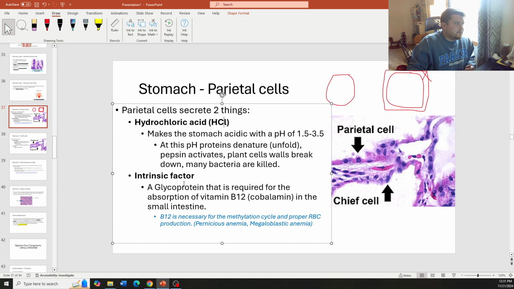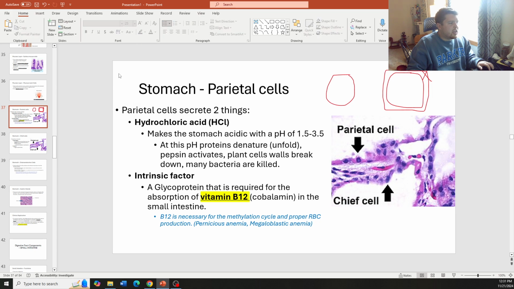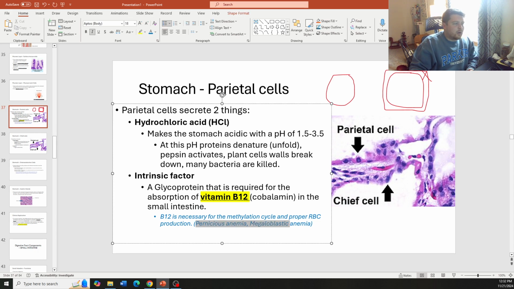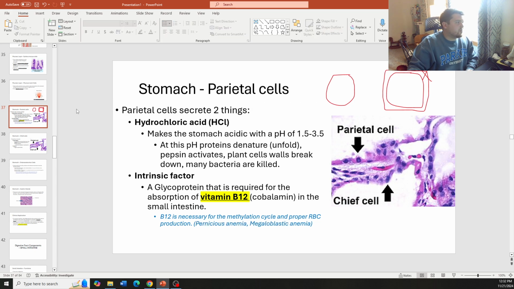So that's hydrochloric acid. We also release something called intrinsic factor. The biggest thing that you want to associate intrinsic factor with is our vitamin B12. We need intrinsic factor in order to absorb vitamin B12. Vitamin B12 is essential for making sure that our DNA is kept healthy, as well as producing red blood cells and that kind of stuff. And we'll talk a little bit about those conditions with B12 when we get towards the end of this portion, to the clinical application portion.